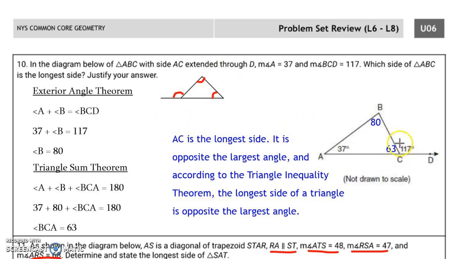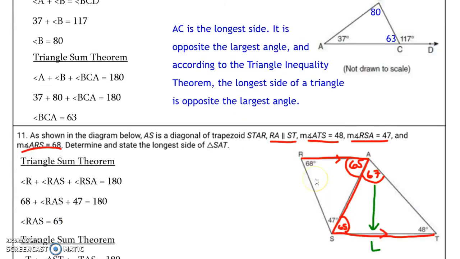The first thing you did was exterior angle theorem. This angle, the exterior angle, is equal to the 2 remote interior angles. We did that and we found 80. The triangle sum theorem, which is all 3 interior angles of a triangle, gives you 180. Gives us BCA is equal to 63. So once we have those 3 pieces of information, we know that AC is the longest side. It's across from the largest angle. And according to the triangle inequality theorem, well, you can see what it says here.